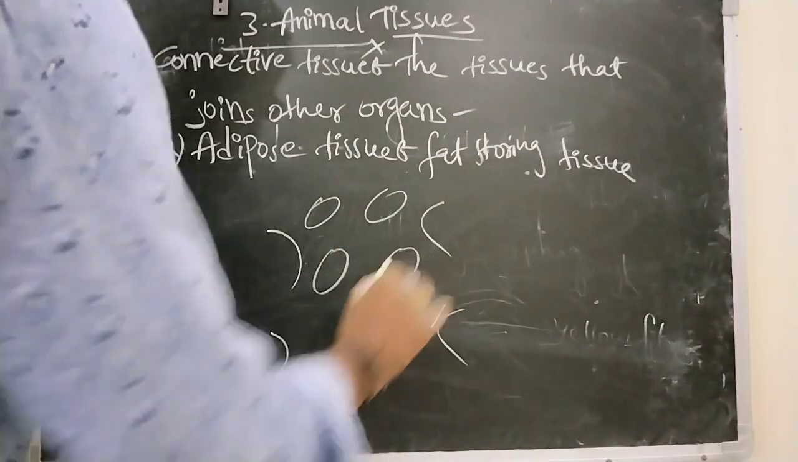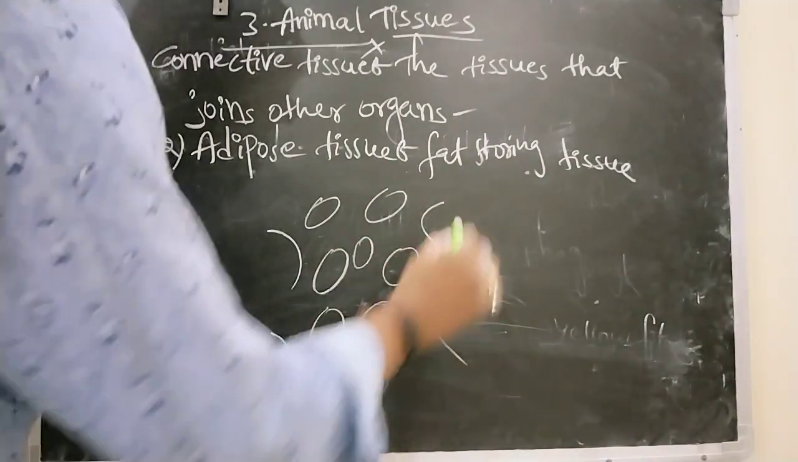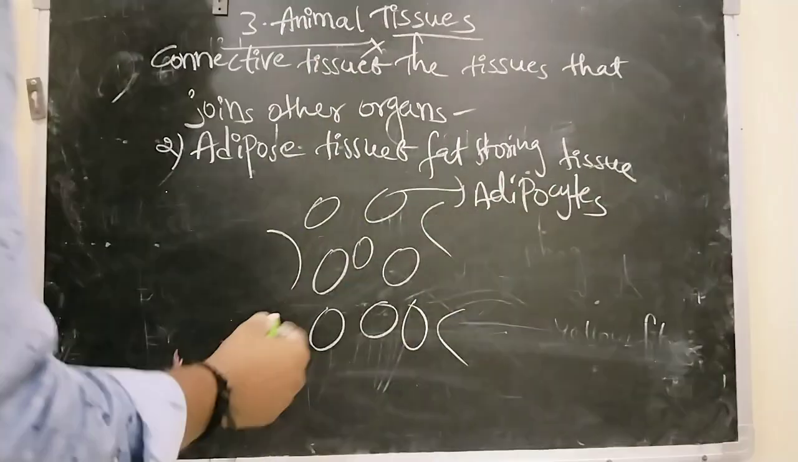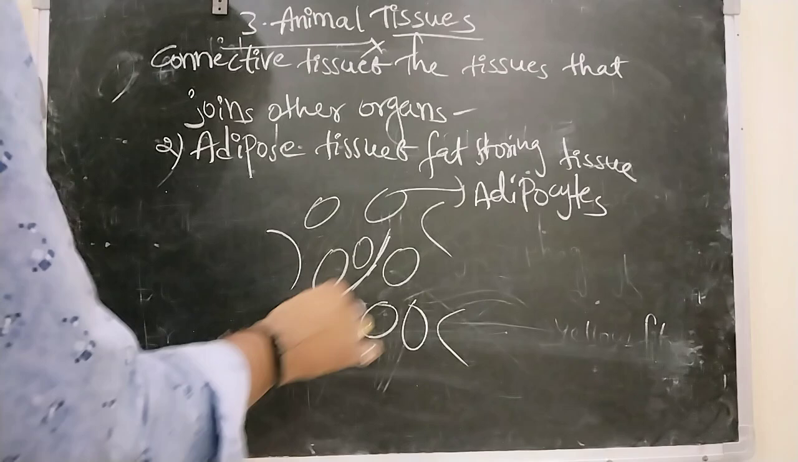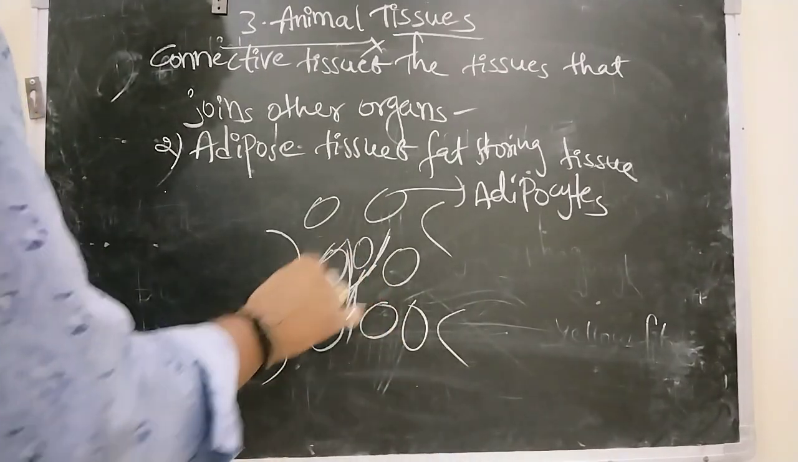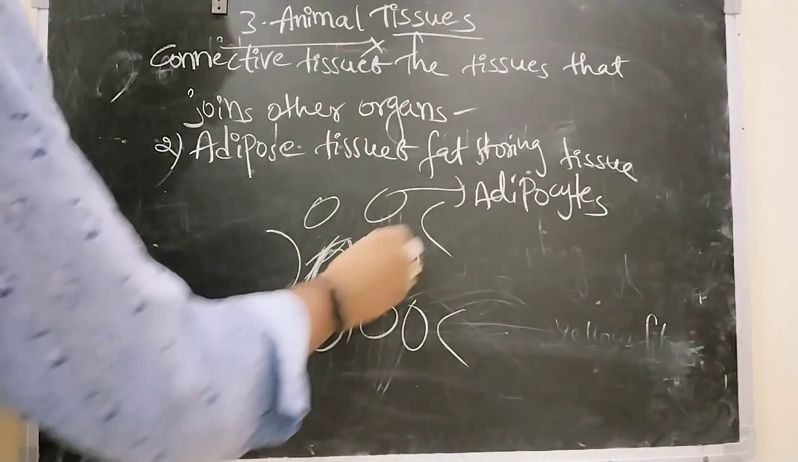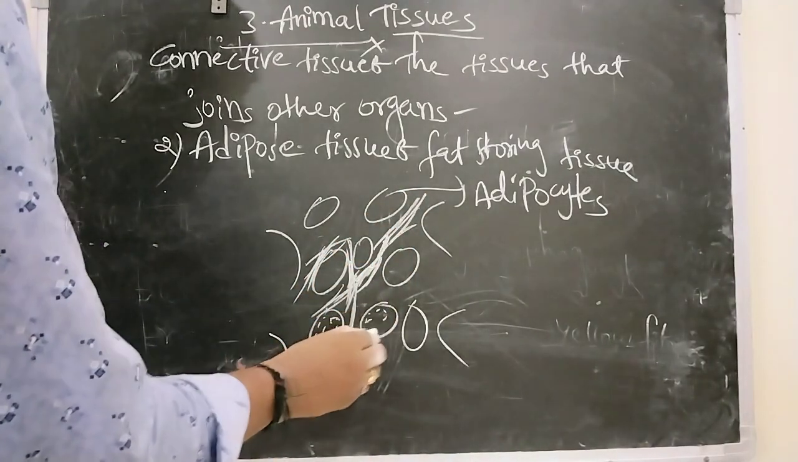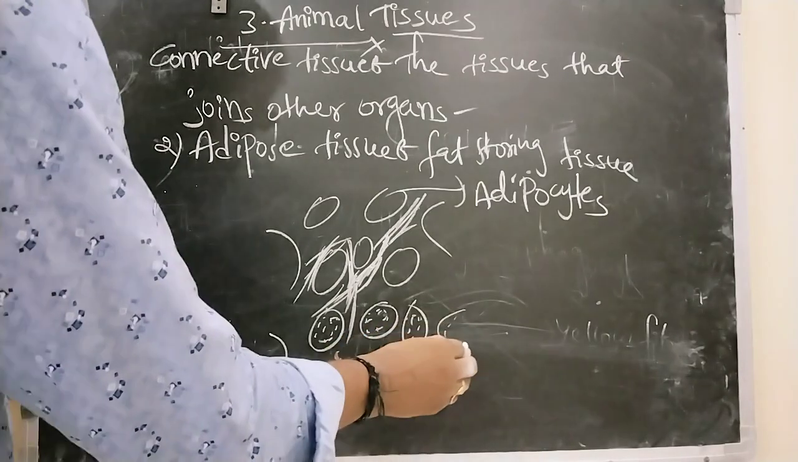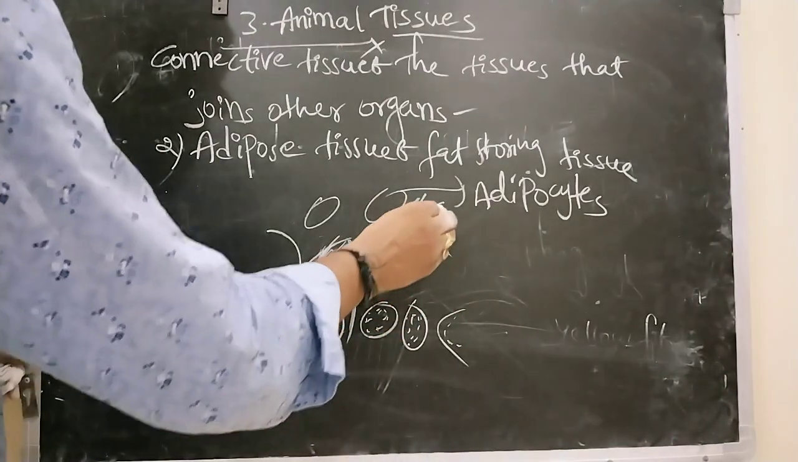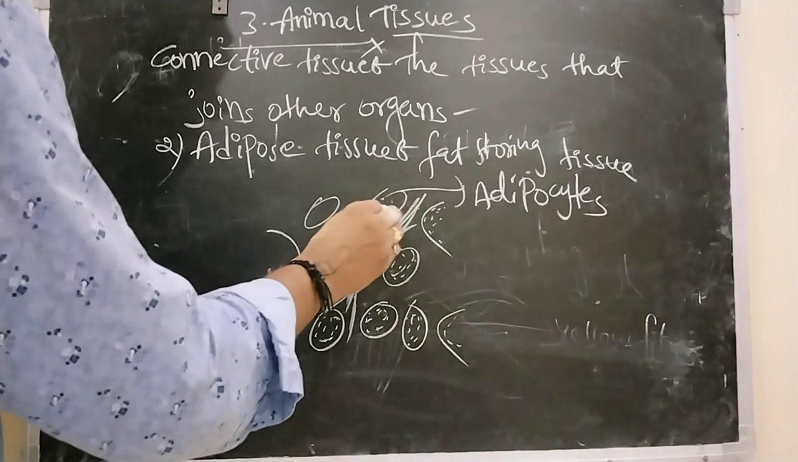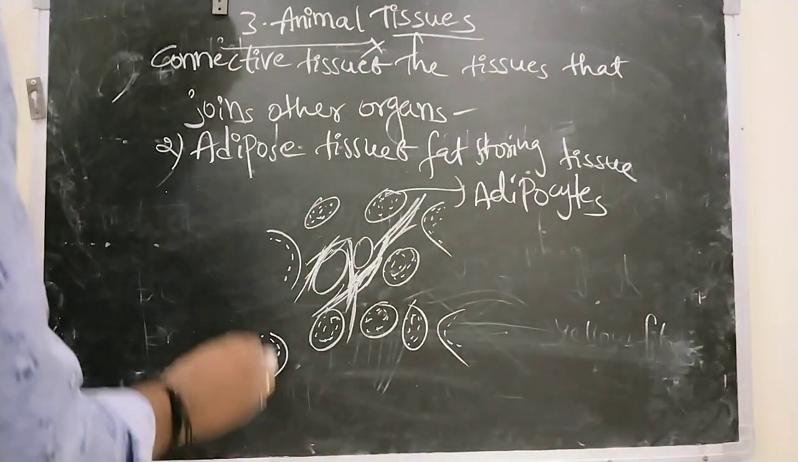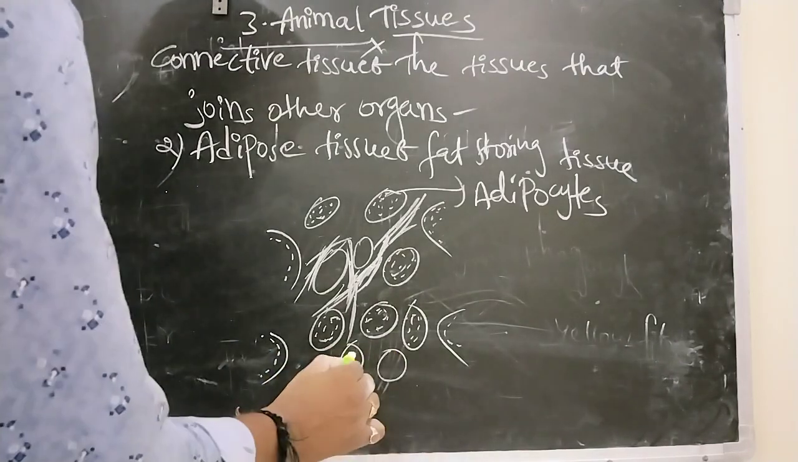The cells of adipose tissue are called adipocytes. Between the cells, fat or cholesterol is stored like this. These are present below the skin layer, and they mainly store the fat, and these fat storing cells are called adipocytes.